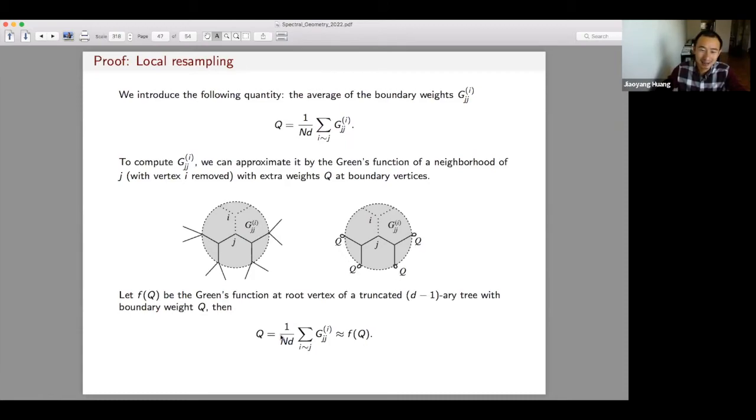Which is exactly some deterministic function you can compute using this truncated d minus one array tree. It's some function that depends on depth, so we denote it by f. That's how we get this self-consistent equation for this quantity q. q is roughly given by f(q). So this is the equation we will use for the d-regular graph. And the fixed point for this equation turns out to be the Stieltjes transform of the semicircle distribution, m equals f of m semicircle. But this is purely a heuristic.